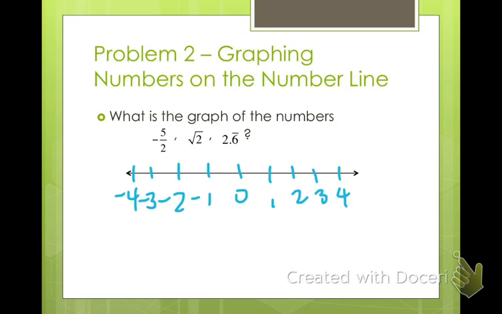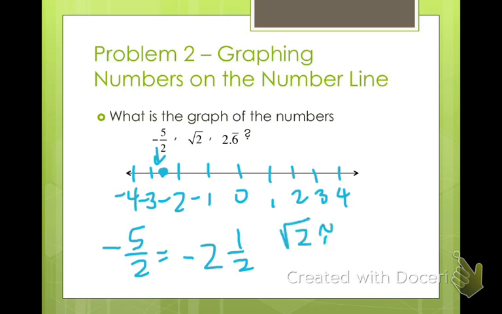-5/2 is equivalent to what? Do you remember how to turn improper fractions into mixed numbers? The correct answer would be -2.5. So where would we put that on the number line? Halfway between -2 and -3, right? So this is -5/2.